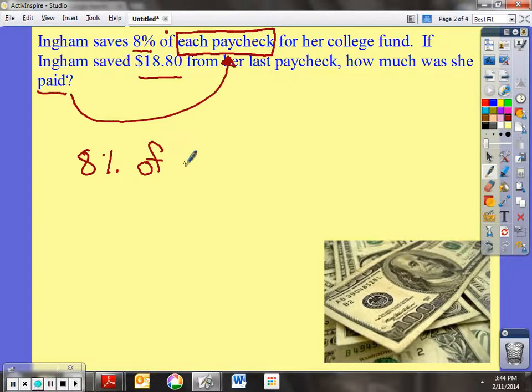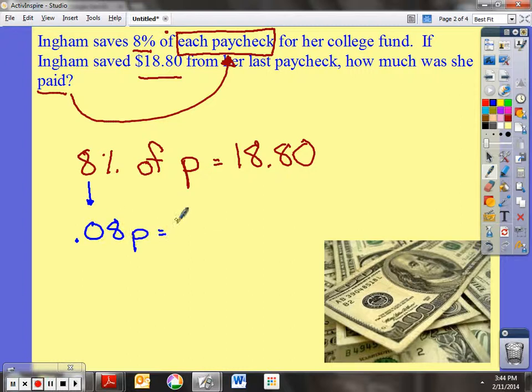So it's 8% of her paycheck, which we don't know. And we know that 8% of her paycheck equals $18.80. Now, I like to do these with equations. What I'm going to do is convert this 8% into 8 hundredths. So 8 hundredths times P is equal to $18.80.